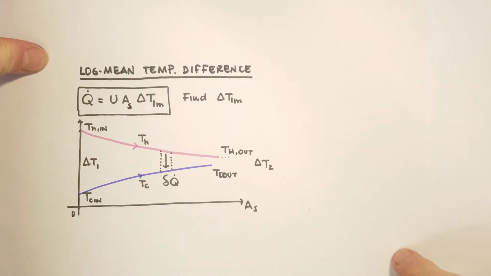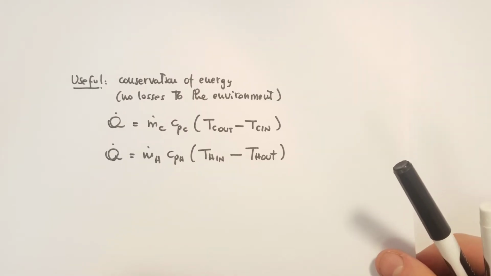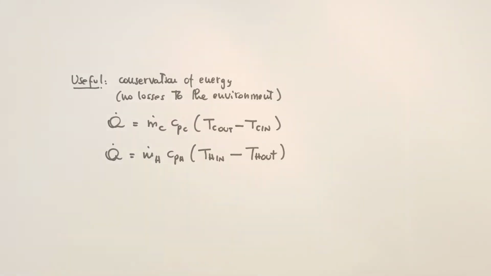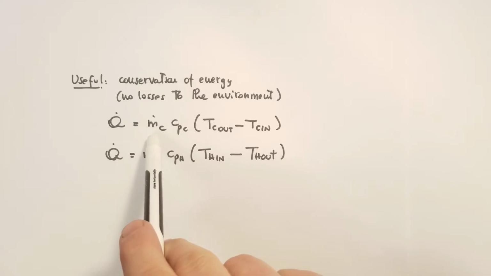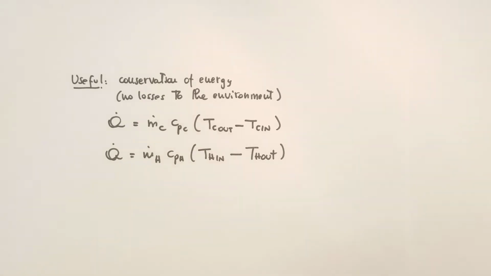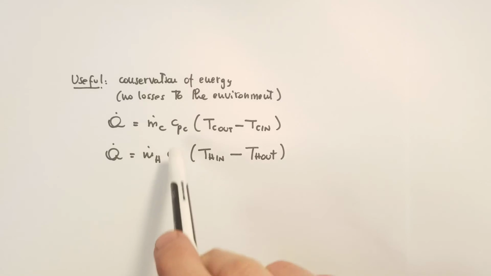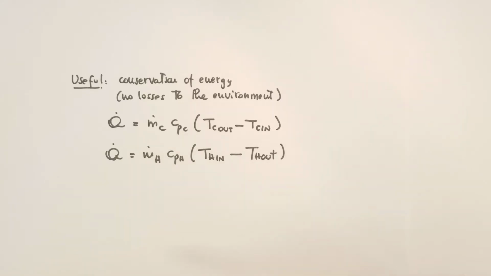There are two useful relationships that arise from energy balance. Q is the heat lost by the hot fluid, m_H, the mass flow rate, times the specific heat capacity times delta T of the hot fluid, and that's equal also to Q, the heat gained by the cold fluid. So m dot, the mass flow rate of the cold fluid, times the specific heat capacity C_pC, and the delta T between the outlet and the inlet of the cold fluid.